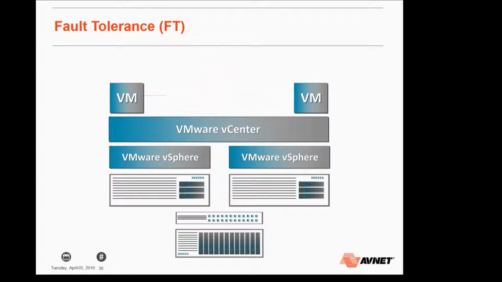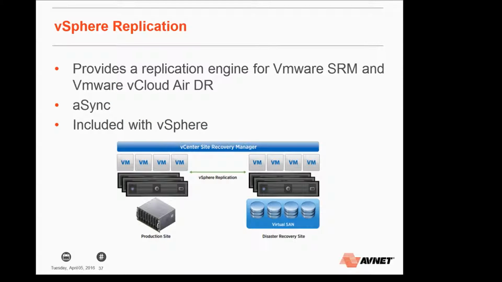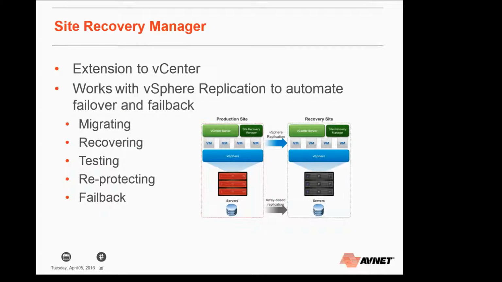vSphere replication allows virtual machines to be transitioned between sites. So initially a virtual machine is copied from one site to another, and then changes to that live virtual machine, only the differences, are replicated between a production site and a disaster recovery site. And the process that manages that is called vSphere replication. It's included with vSphere. It's asynchronous, which means it goes one way to the other at one time. SRM, or Site Recovery Manager, is an extension to vCenter. It works with vSphere replication to automate failover.